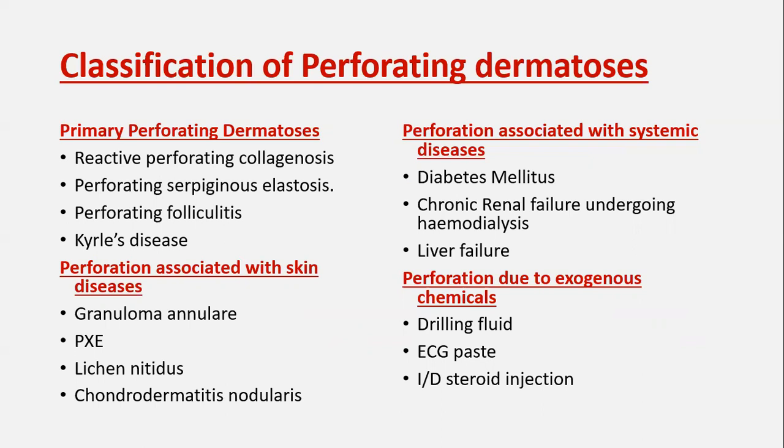Then, perforation is associated with certain skin diseases, which include granuloma annulare, pseudoxanthoma elasticum, lichen aureus, and chondrodermatitis nodularis. It is associated with systemic diseases like diabetes, chronic renal failure, especially in those undergoing hemodialysis, and liver failure. And perforation is also associated with exogenous chemicals like drilling fluids, ECG paste, and intradermal steroid injection.